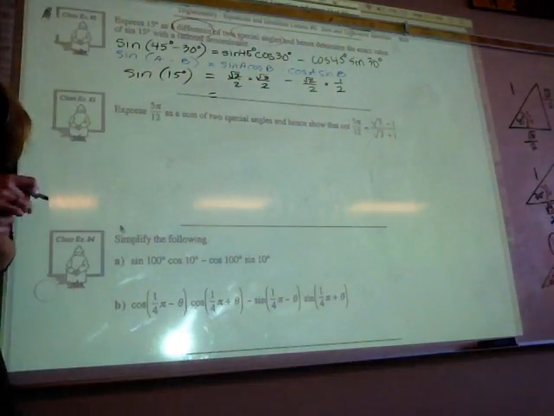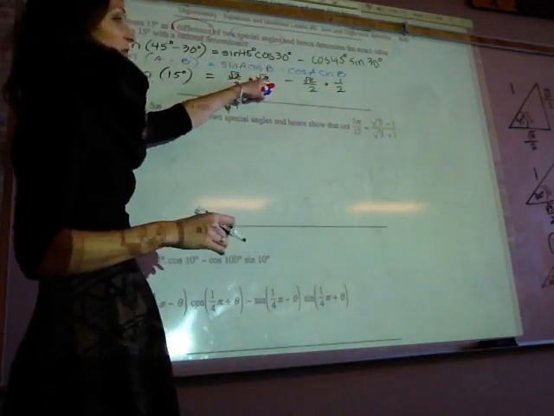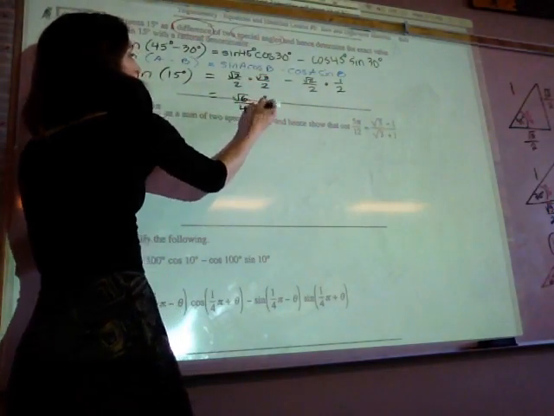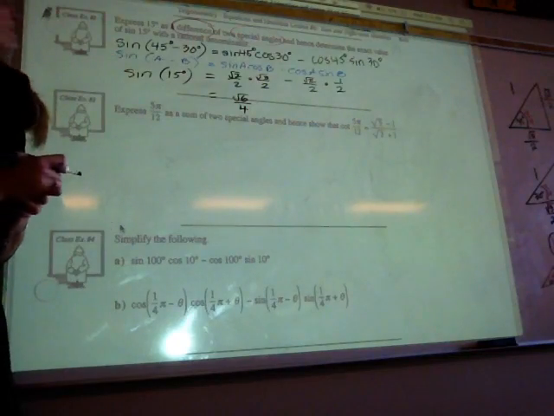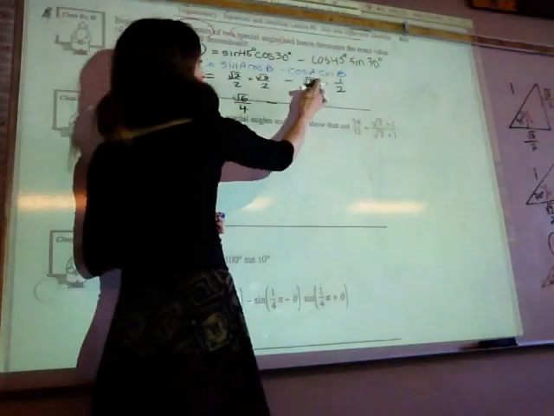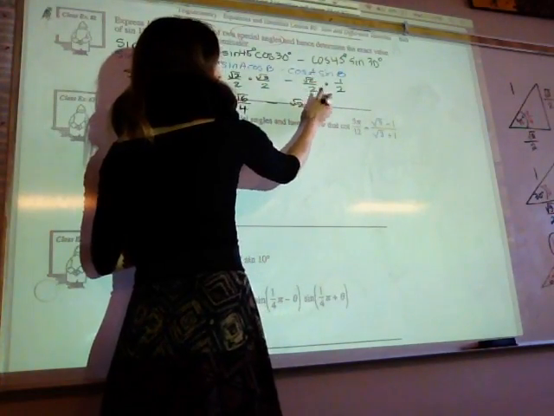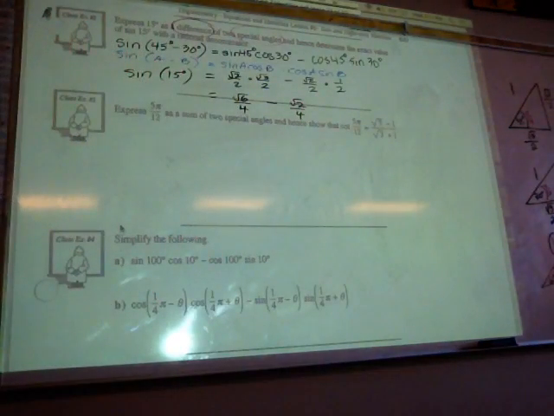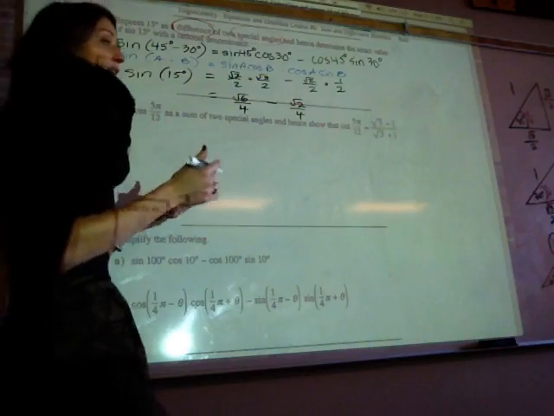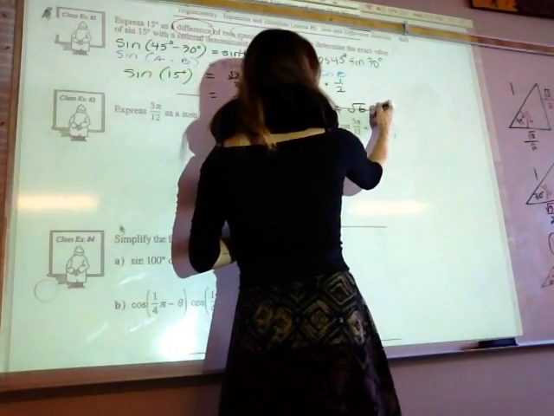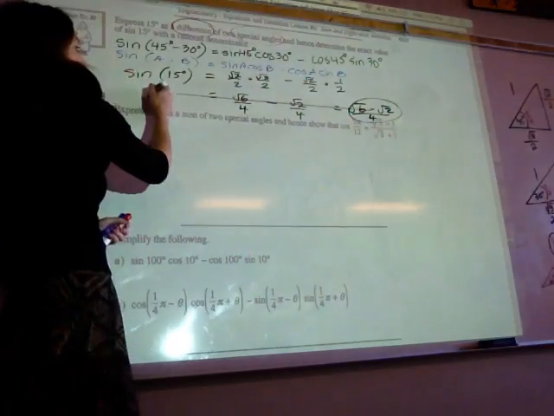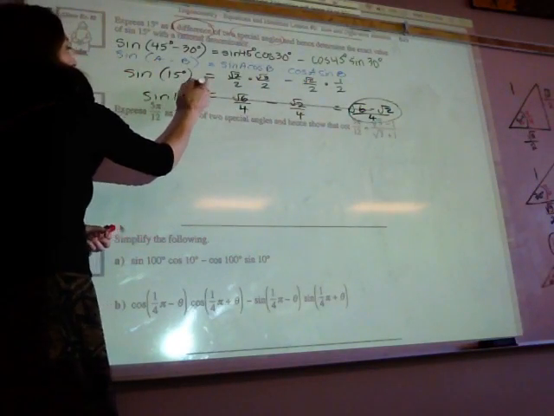So when we multiply that through, root 2 times root 3 is root 6. 2 times 2 is 4. We have root 6 over 4. We're going to subtract root 2 times 1 is root 2. 2 times 2 is 4. Okay, and if we just clean it up, we can write it as root 6 minus root 2 all over 4. Okay, that's the value of sine 15 degrees.